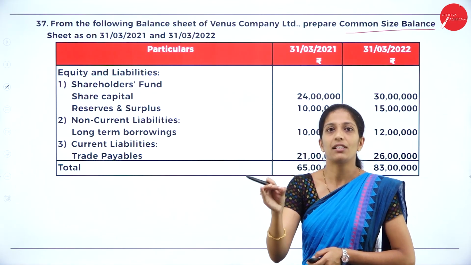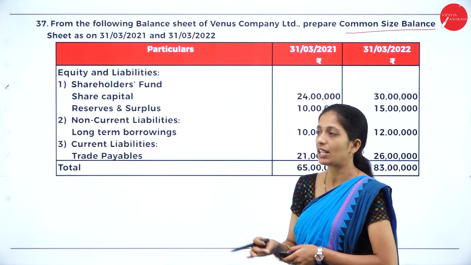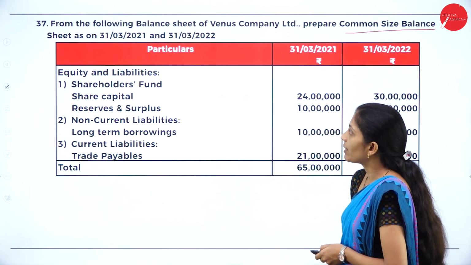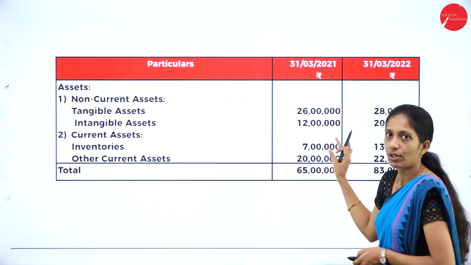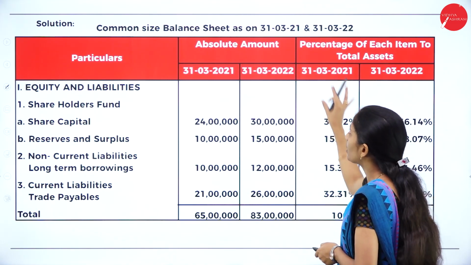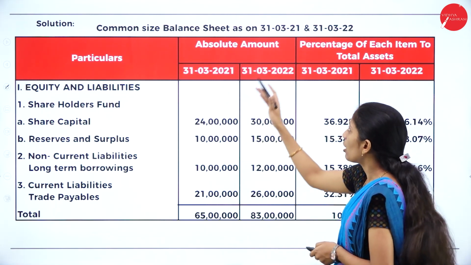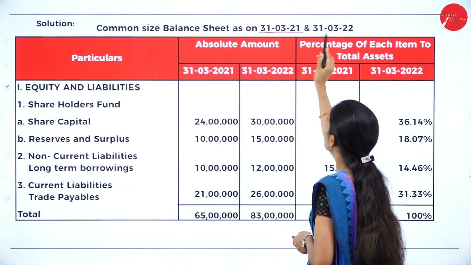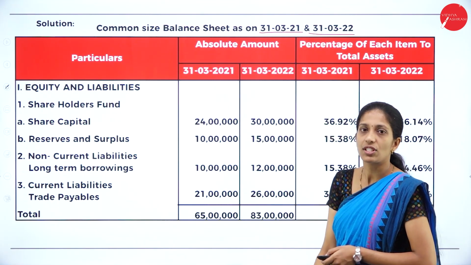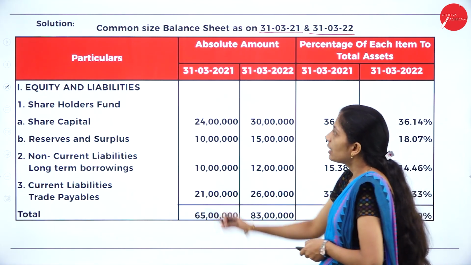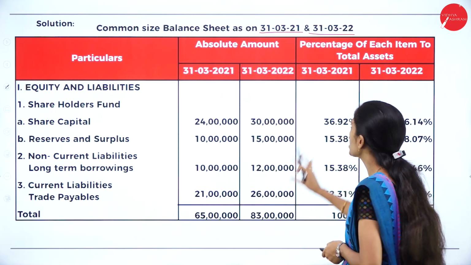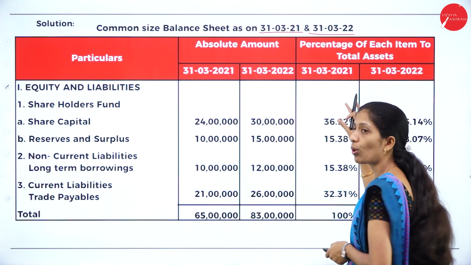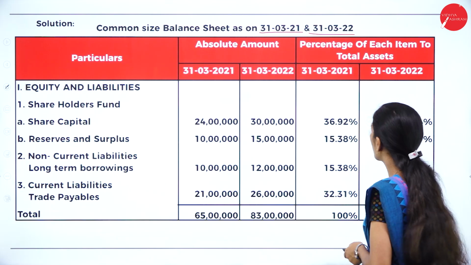As per the order, you have to record each and every entry. They have given the liabilities. In the same way, they have given the assets along with the amount. First you have to know the format here. Write the heading common size balance sheet as on 31st March 2021 and 31st March 2022. Then draw the format: particulars, absolute amount, 2 columns, percentage of each item to total assets, that is 2 columns.